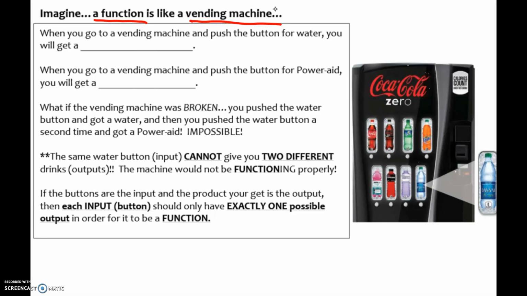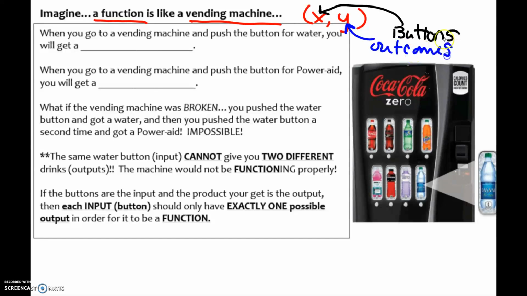vending machine. So in a vending machine, the buttons are related to what drinks you receive when you push them. So that's how we're dealing with kind of like our two variables, x and y. So we're going to imagine that the x are the buttons that we push, and the y are the outcomes, or the drinks that we get when we push those buttons.